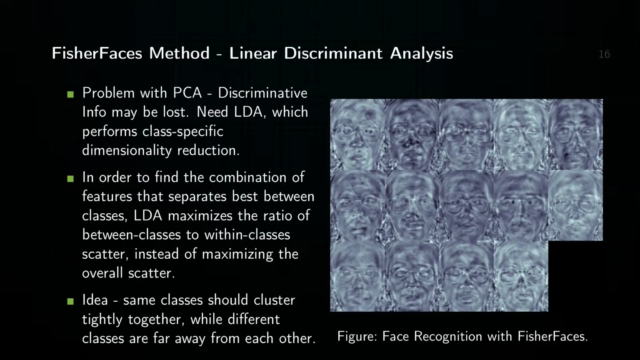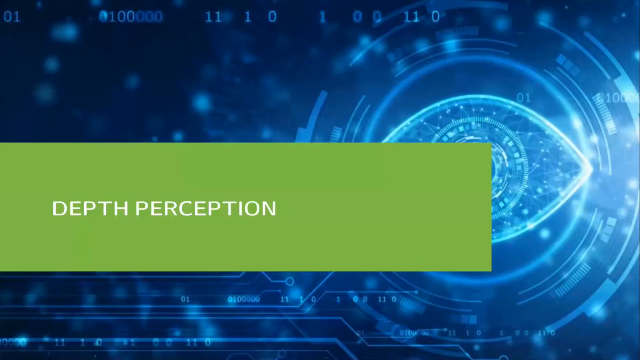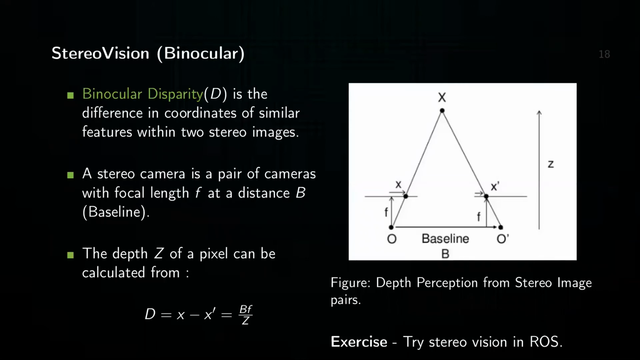So the idea here is that the same classes should cluster tightly together, while different classes stay as far away from each other as possible. So, this brings us to the last segment in this lecture, which is on depth perception. We'll talk about both binocular as well as monocular methods of depth perception.